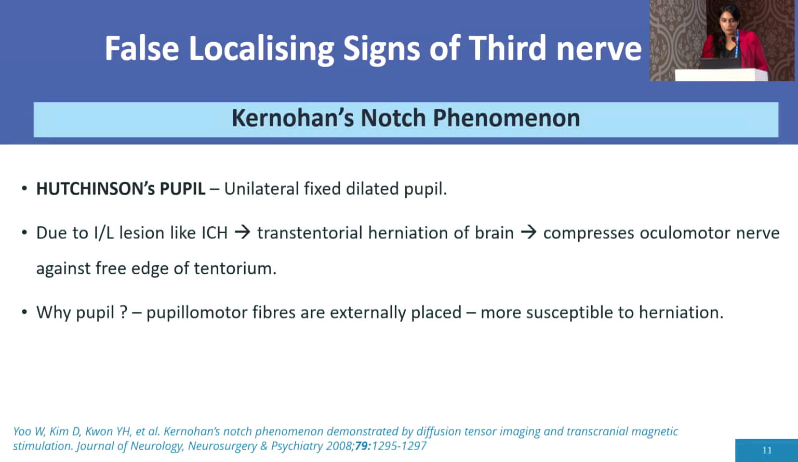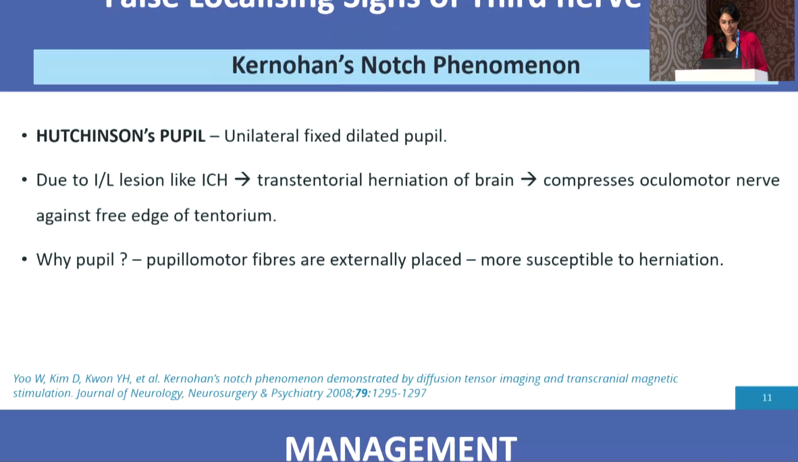In Hutchinson's pupil, there is a unilateral fixed dilated pupil. Due to an intracranial lesion, there is transtentorial uncal herniation of the brain, which compresses the oculomotor nerve against the free edge. So on the same side the pupil is involved, and the hemiplegia happens on the opposite side.